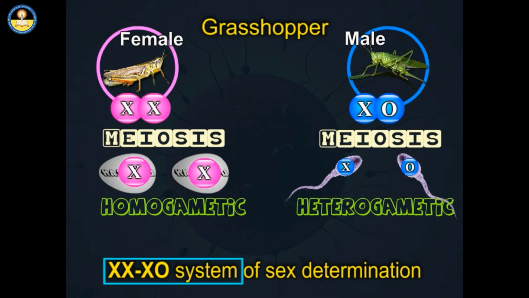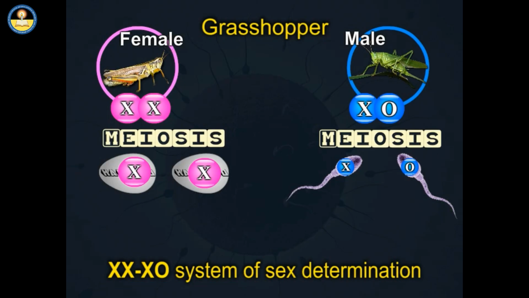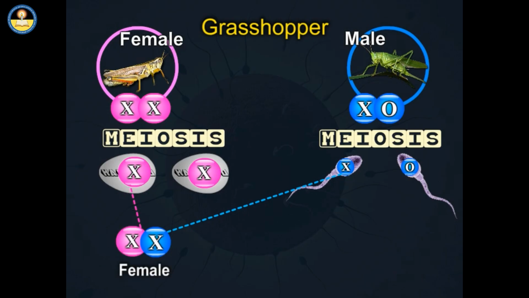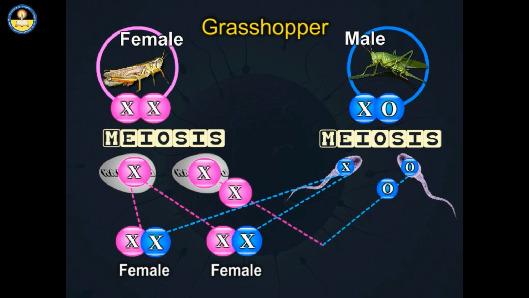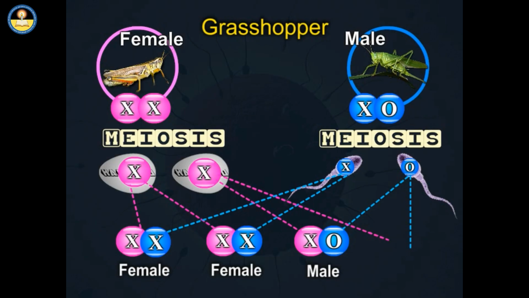In the XX-XO system, the sex of an individual organism is therefore determined by which type of male gamete fertilizes the egg. X-bearing sperm unites with X-bearing egg to produce XX zygote, which eventually develops as female. Sperm lacking an X chromosome unites with the X-bearing egg to produce XO zygote, which develops into a male.